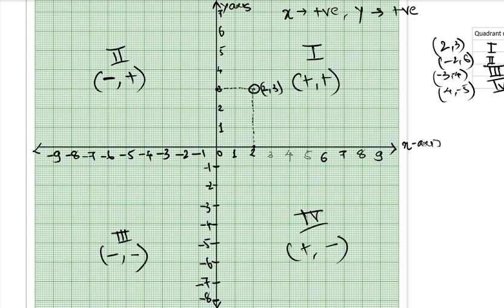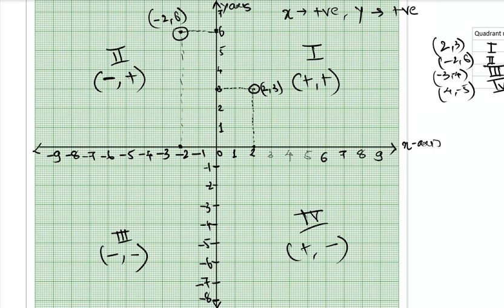Minus 2 comma 6. Where is minus 2 on the x-axis? Over here. Just a moment, I should not circle it. Where is 6 on the y-axis? Over here. Draw a horizontal line from 6. Draw a vertical line from minus 2. Right? So this is the point where these lines intersect. So this is minus 2 comma 6, which lies in the second quadrant. Absolutely correct.